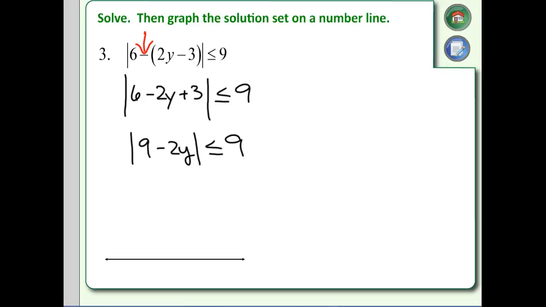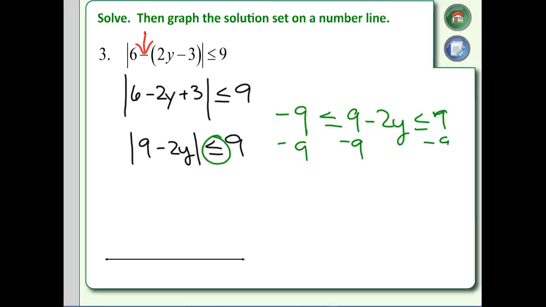Now, because we've got that less than sign, remember, we're going to make it look like a conjunction, or an "and." So I'm going to go over here. I'm going to have negative 9 is less than or equal to 9 minus 2y is less than or equal to 9. We're going to isolate that 2y, so we've got to subtract 9 from 3 places. Negative 9 is less than or equal to negative 2y, less than or equal to 0.